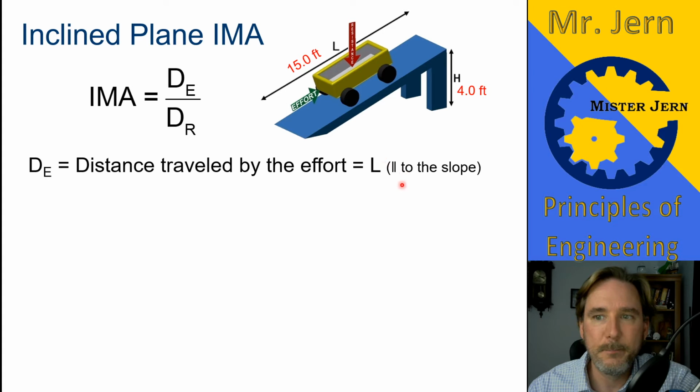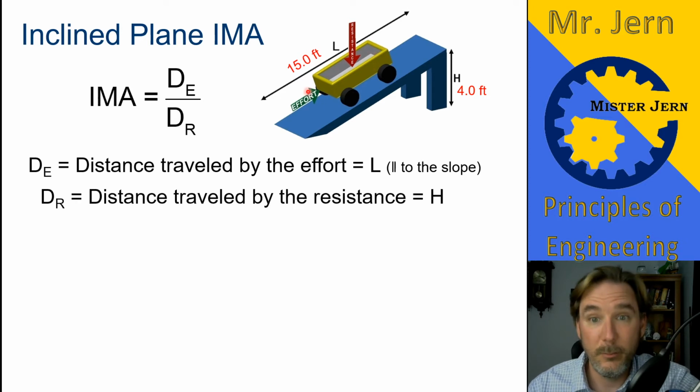This little symbol here means parallel to. So parallel to the slope, how far is this thing traveling? That's the effort distance. The resistance distance is the distance traveled by the resistance. In this case, how high up are you going along the ramp? Because that's really what we're trying to do with the ramp, is to lift something. And so we lifted up this distance.